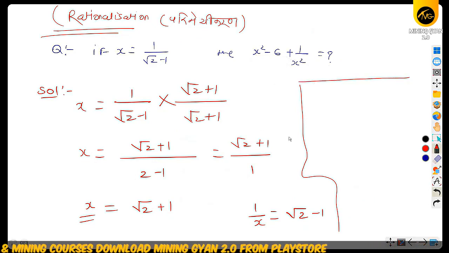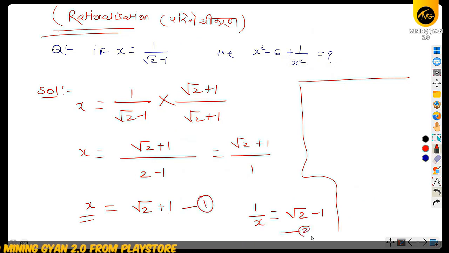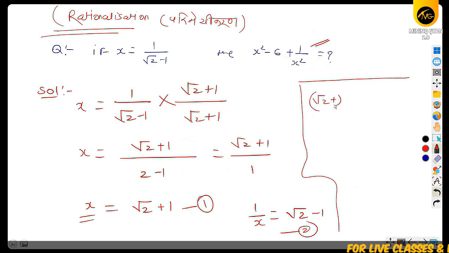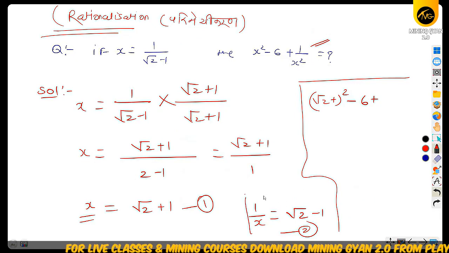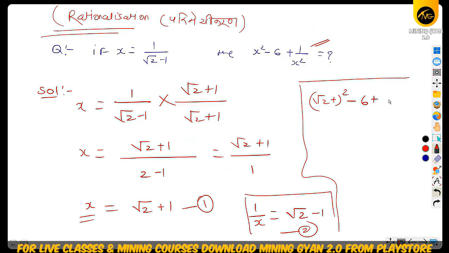So suppose we just put down these values. Suppose this is equation number 1 and equation number 2. Now put down the value of equation 1 and equation 2 into this expression. So x square is equal to root 2 plus 1 whole square minus 6 plus 1 divided by x square. That means you can use the value of 1 divided by x in this place. So 1 divided by root 2 minus 1 whole square, right?